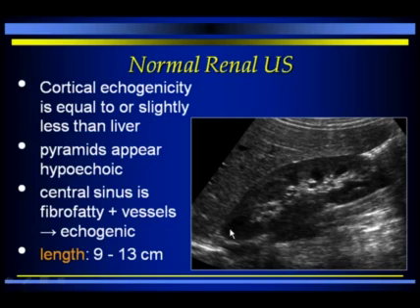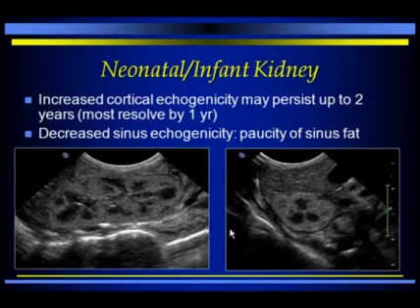The normal length of a kidney is somewhere in the range of 9 to 13 centimeters, being slightly longer on the left side as compared to the right side, such that the right kidney can normally be approximately a centimeter shorter than the left kidney. If it's more than 2 centimeters shorter on the right or more than 1 centimeter shorter on the left, then we start to be concerned about things like renal artery stenosis.